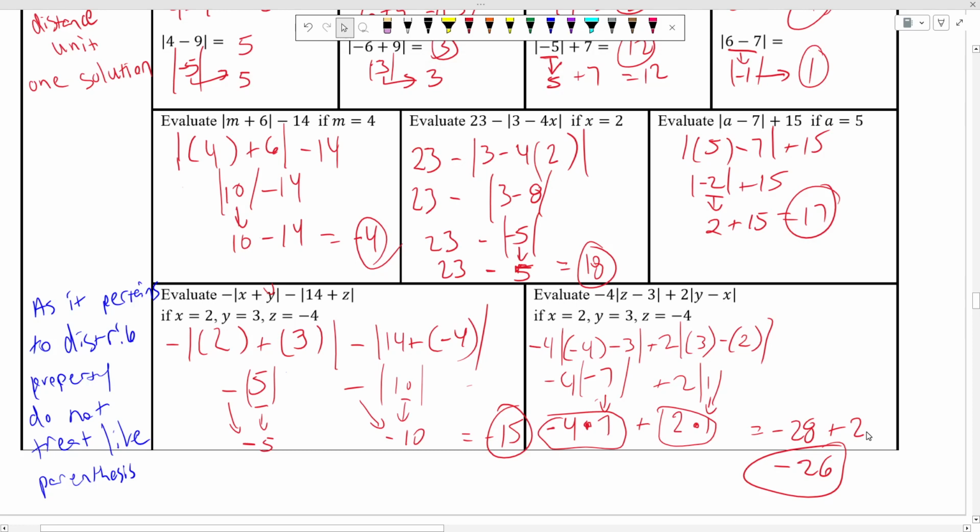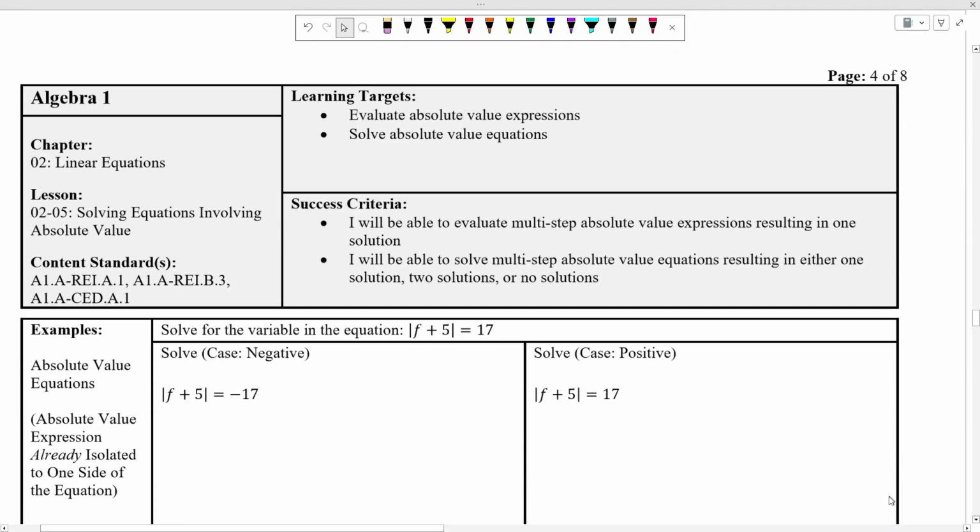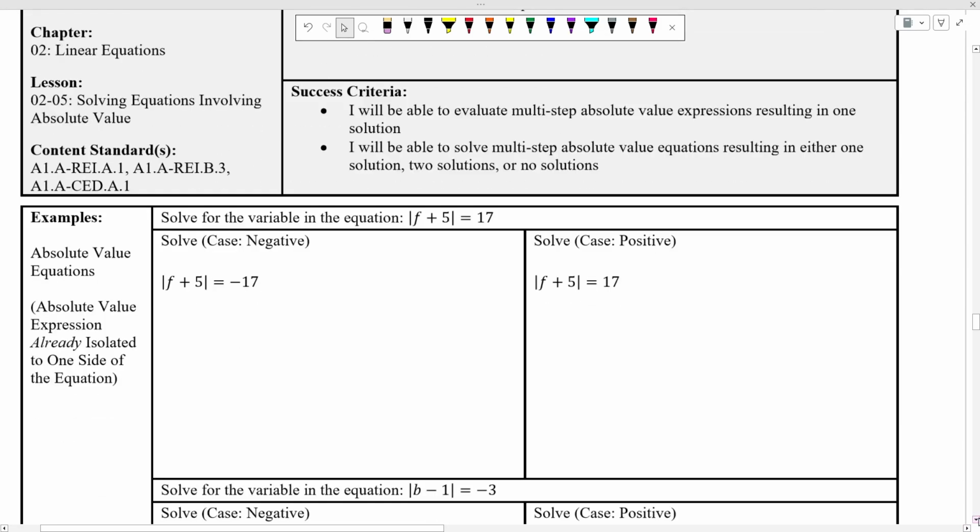So expressions. I'm going to close the book on expressions for the time being, and I'm going to go on to absolute value equations. There's a lot to be said here with absolute value equations. So let's start saying some things about it.